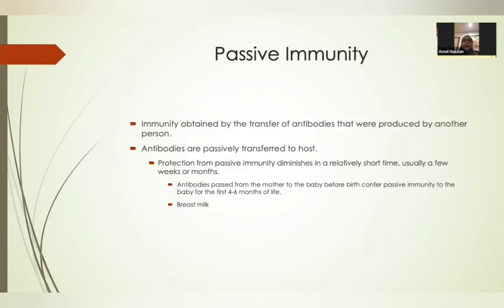An example of this that happens naturally is the immunity transferred via the placenta from the mother into the baby in the last trimester, which is IgG, and it can last about 4 to 6 months. Another example could be the antibodies transferred via breast milk into breastfed babies. Next slide, please.